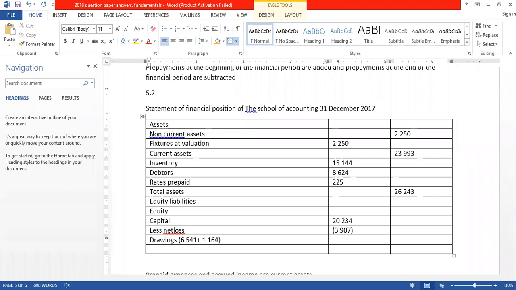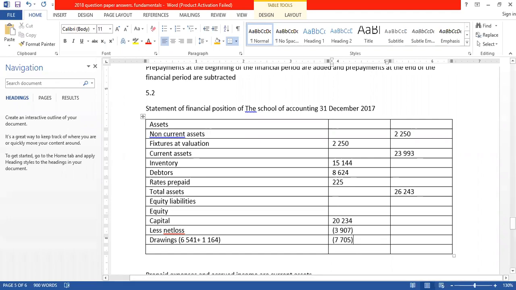So our total drawings are 6,541 plus 1,164, and then you get 7,705. Oh, wow, those were really a lot.